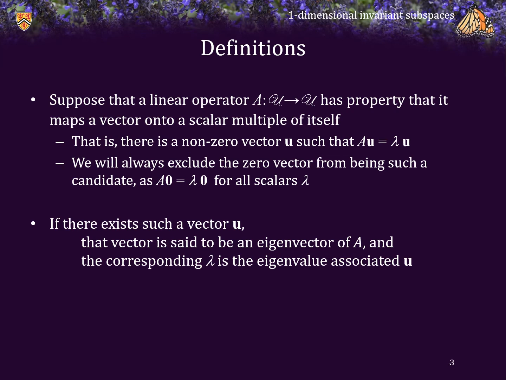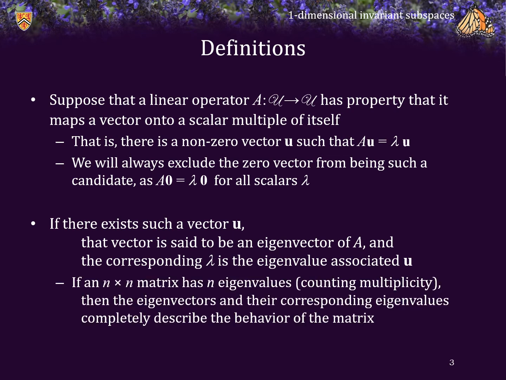Now, if there exists such a vector U, that vector is said to be an eigenvector of A, and the corresponding scalar multiple lambda is the eigenvalue associated with the eigenvector U. Now, if an n by n matrix has n eigenvalues counting multiplicity, then the eigenvectors and their corresponding eigenvalues completely describe the behavior of the matrix. That's what we're going to be focusing on.